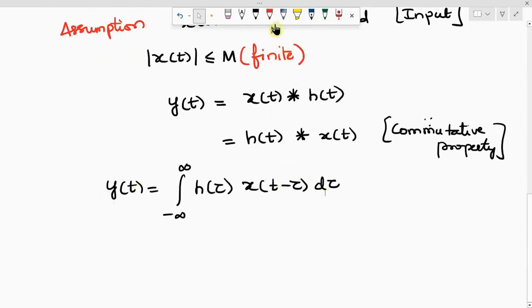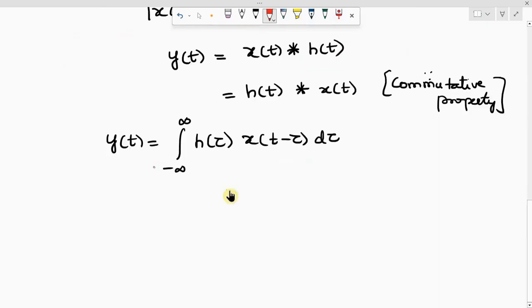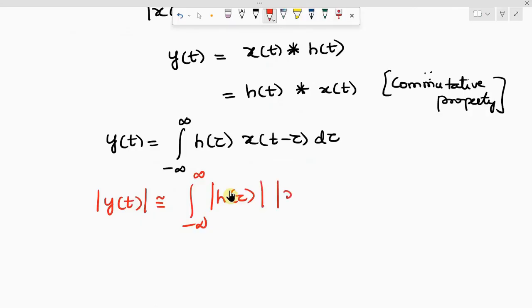So what I do here is I am going to apply modulus for this y of t on both sides. So now what this becomes: mod of the integral, which is approximately equal to, not directly equal to, because I am taking that modulus inside, integral of mod h of tau into mod x of t minus tau. Till this point it is clear? Yes, sir. Okay.